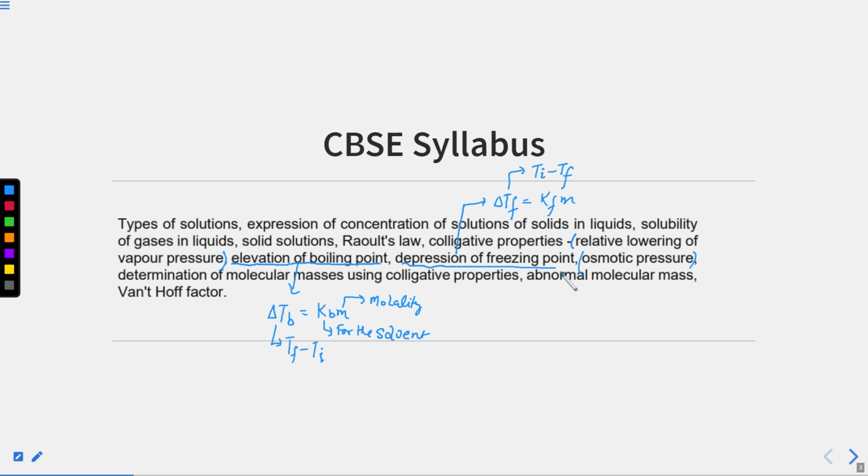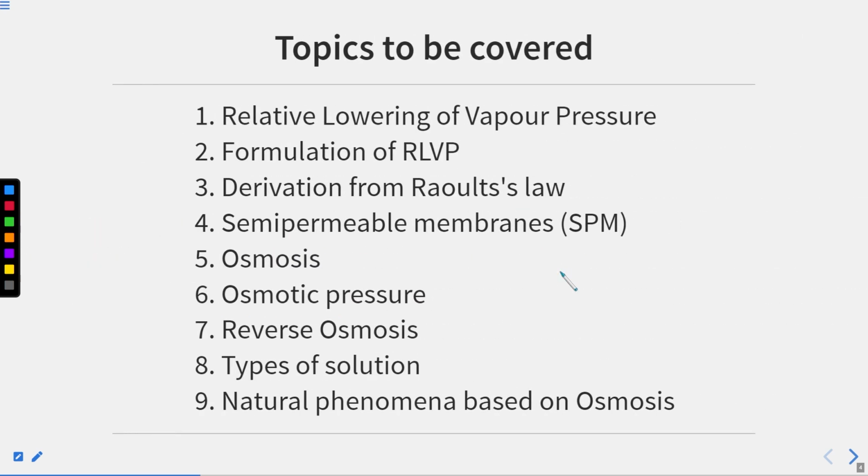Now we will move to the relative lowering of vapor pressure. What will we see initially? What is this relative lowering of vapor pressure? We will see this, and we will see how it is formulated. Also, we will see that it is derived from Raoult's law, right?